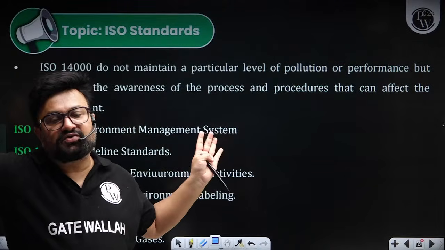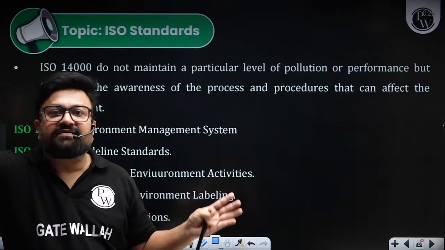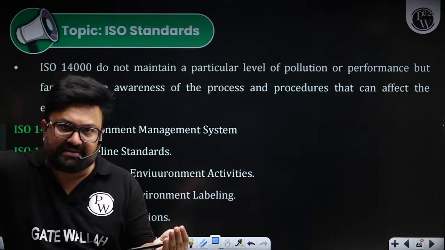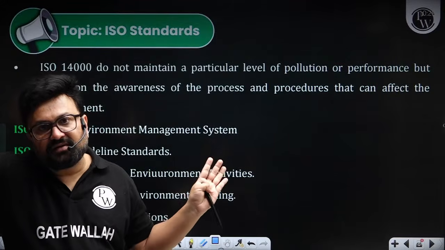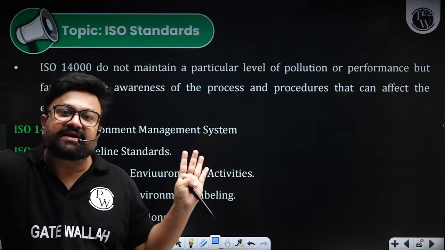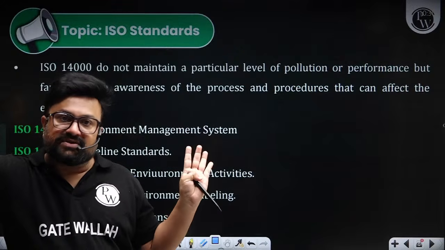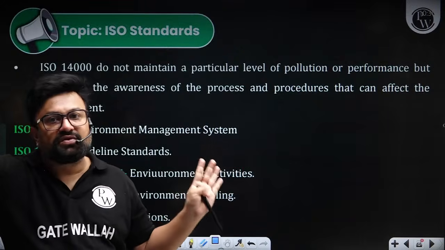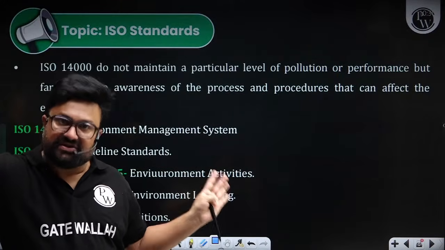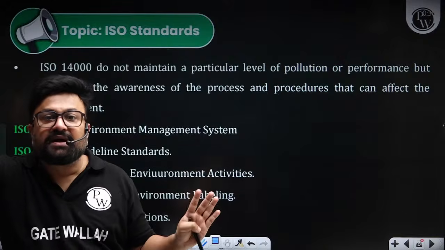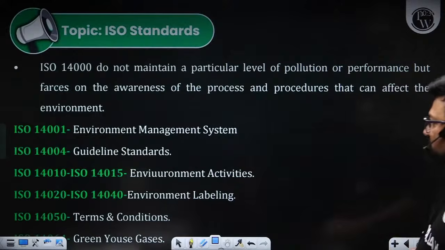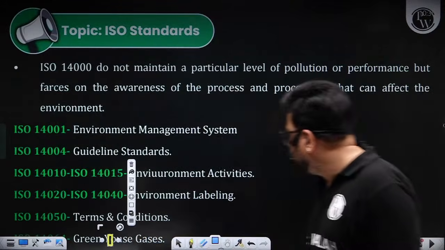There is ISO 14001, that is environment management system. ISO 14004, that is guideline standards. ISO 14010 to ISO 14015, that is environment auditing. ISO 14020 and ISO 14040 are environment labeling. ISO 14050 is terms and definitions. ISO 14064 is greenhouse gases.